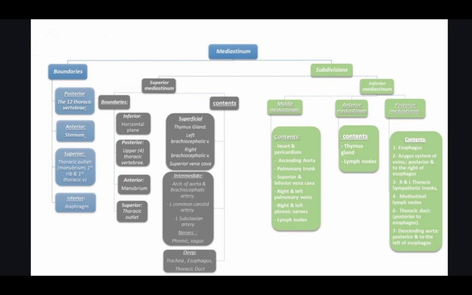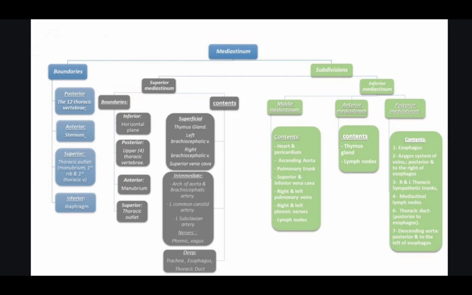In deep, superior mediastinum has trachea, esophagus and thoracic duct. It's important, please note it, that here, in deep, the esophagus is deep in superior mediastinum. So it's important here. I will tell you why in the next part.